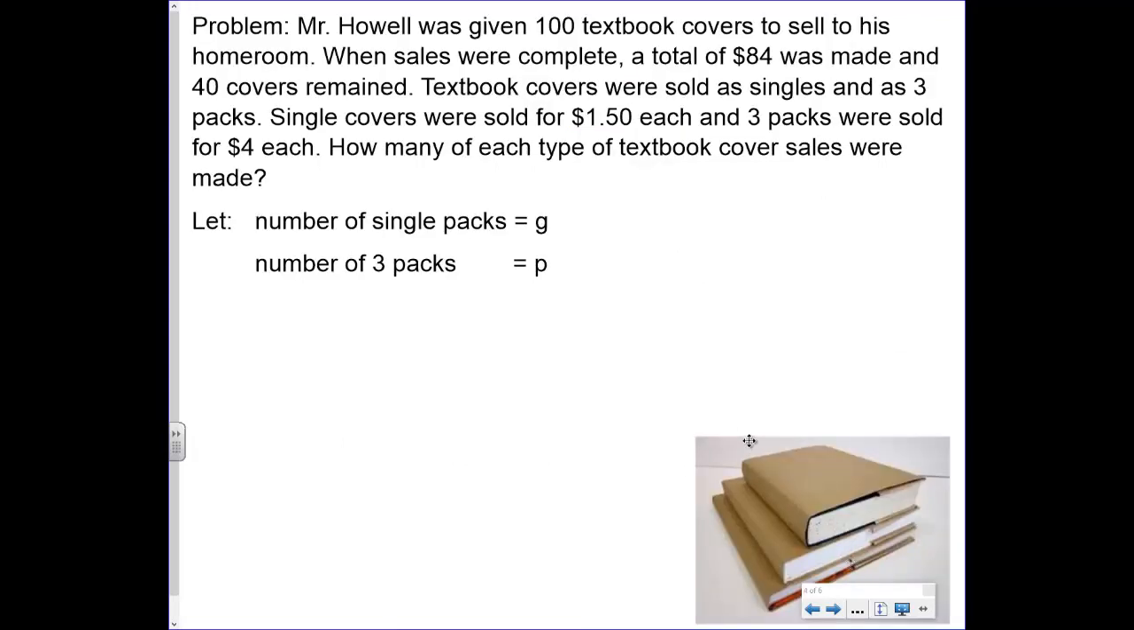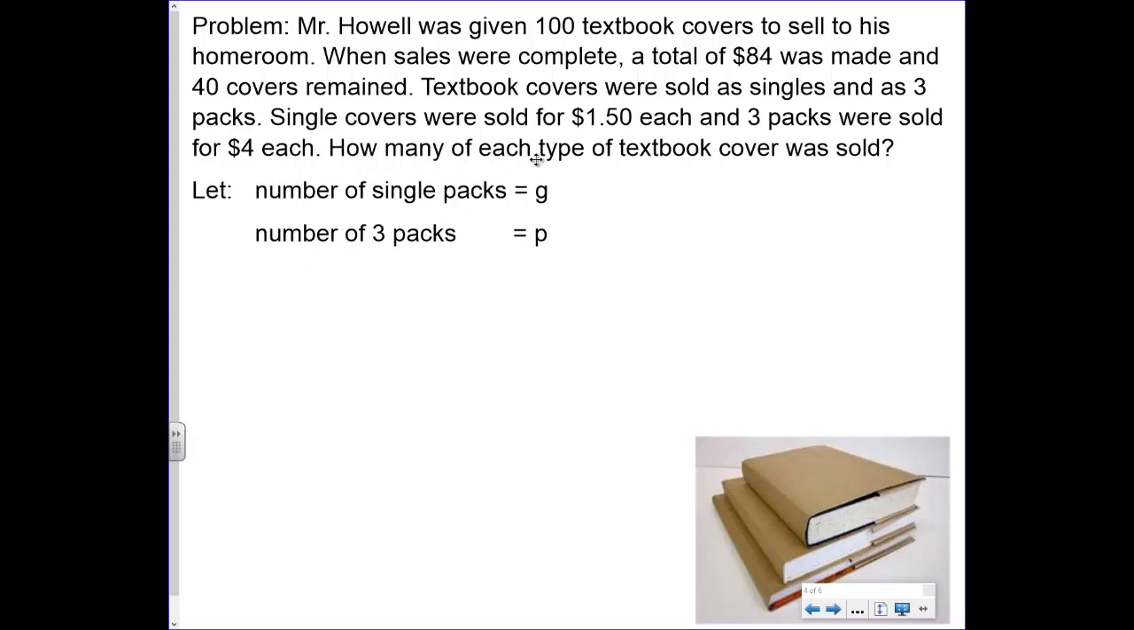Here we have our first problem. Mr. Howell was given 100 textbook covers to sell to his homeroom. When sales were complete, a total of $84 was made and 40 covers remained. Textbook covers were sold as singles and as 3-packs. The single covers are sold for $1.50 each, and 3-packs were sold for $4 each. How many of each type of textbook cover was sold?